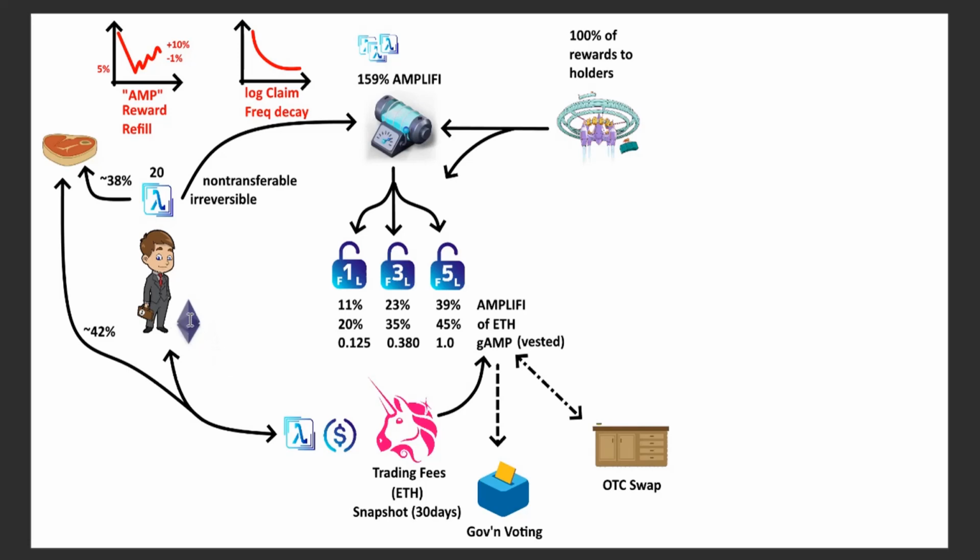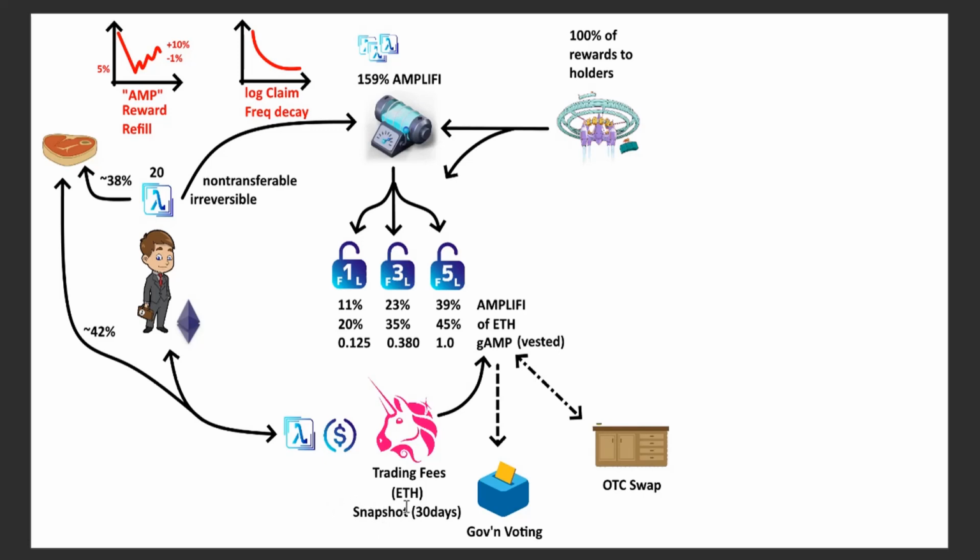Okay, so this ETH is given whenever somebody trades on this pool, and it's then given to these GAMP token holders. Now it says snapshot 30 days. Now what is this talking about? Like I said, this GAMP is vested over 5 years. So you can claim it every day or every 30 days or every month or every 2 months or whenever you want. But the ideal time to claim it is right before this snapshot.